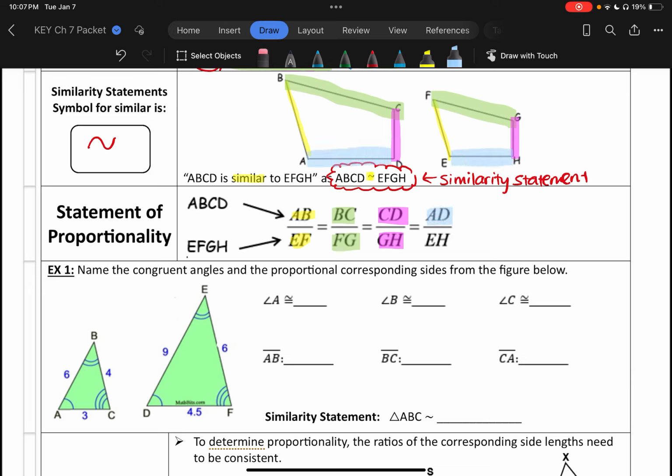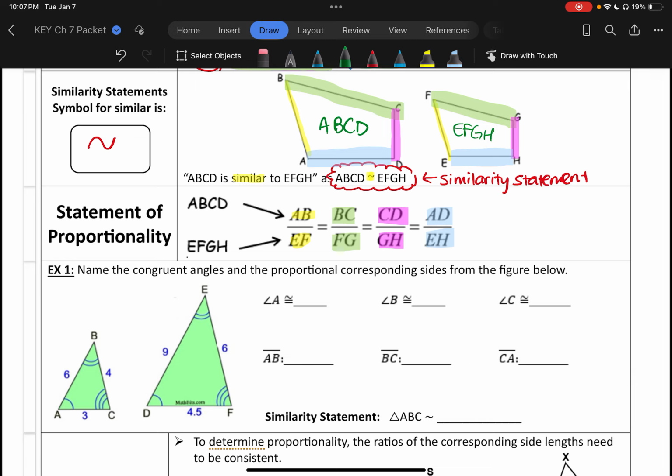AD corresponds to EH. And so one thing you just want to be very careful of is to pay attention to the order, okay? Here's A, B, C, D. They're putting those sides on the top of all of the ratios, and they're putting the sides of E, F, G, H, that polygon, on the bottom, right? So just be consistent with that order.